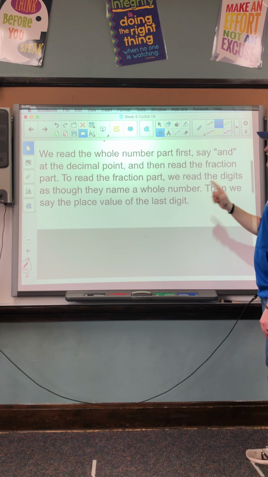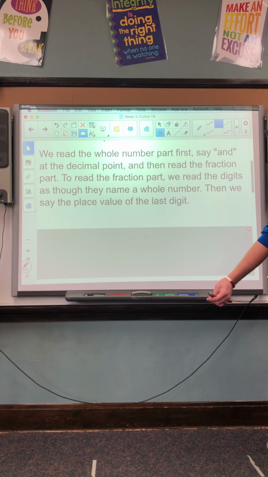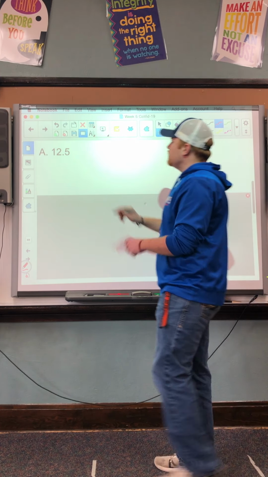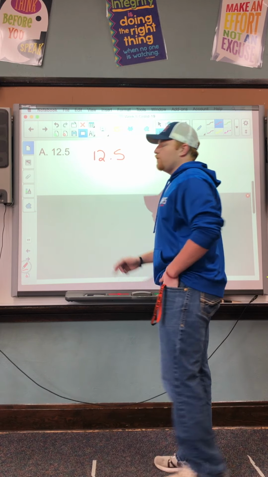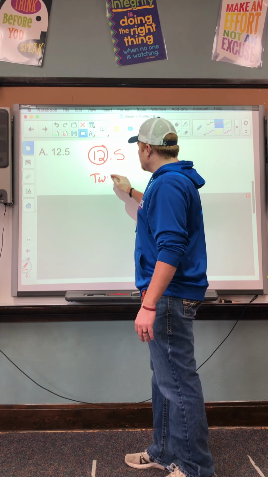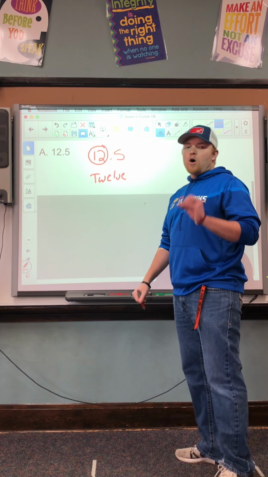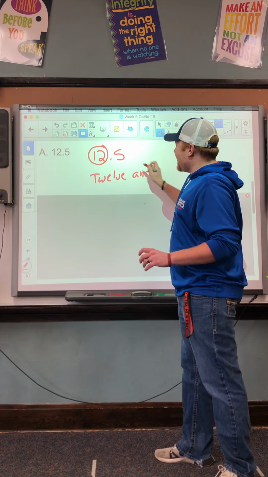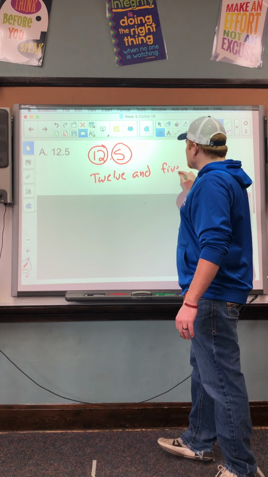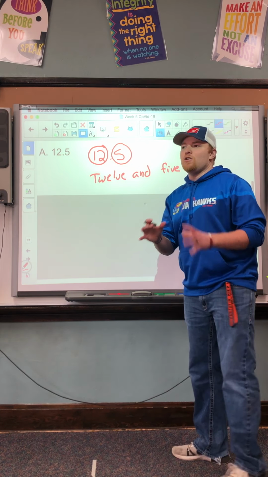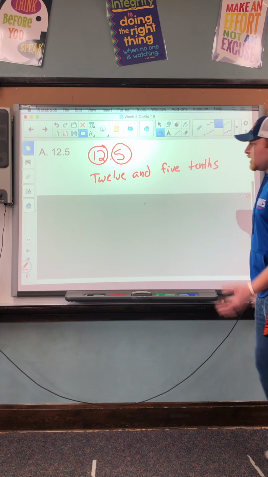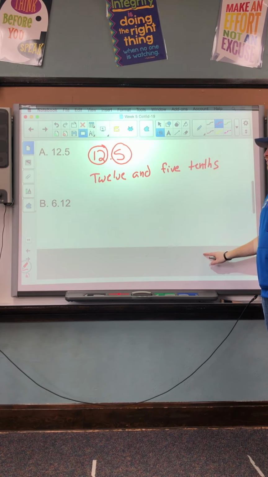To read the fraction part, we read the digits as though they name a whole number. Then we say the place value of the last digit. So for example, we have 12.5. First we say the whole number part, everything to the left of the decimal, so we say 12. And then for the decimal, we always say "and." And then to the right of the decimal, we say whatever number is listed, which is 5, and then the last place value recognized. That would be tenths, since the 5 is in the tenths place. And that's how you say it in words. You say it just how you would write it.